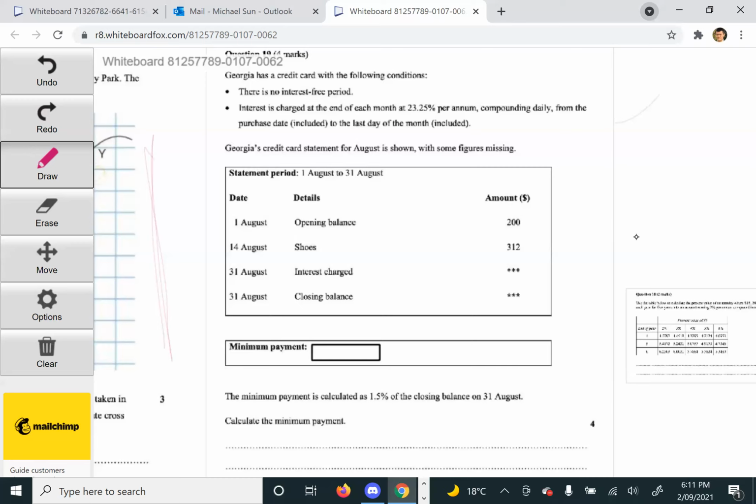So if we assume she bought the shoes for $312, is it 17 days between the 31st and the 14th, or is it 18? If you start counting at 14, it'll be 18. I think the interest will be charged at the end of the day, so it should be 18, yeah.